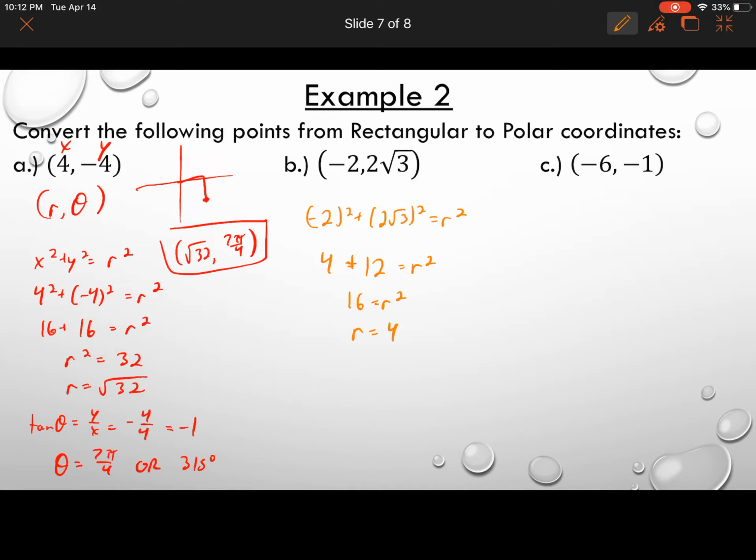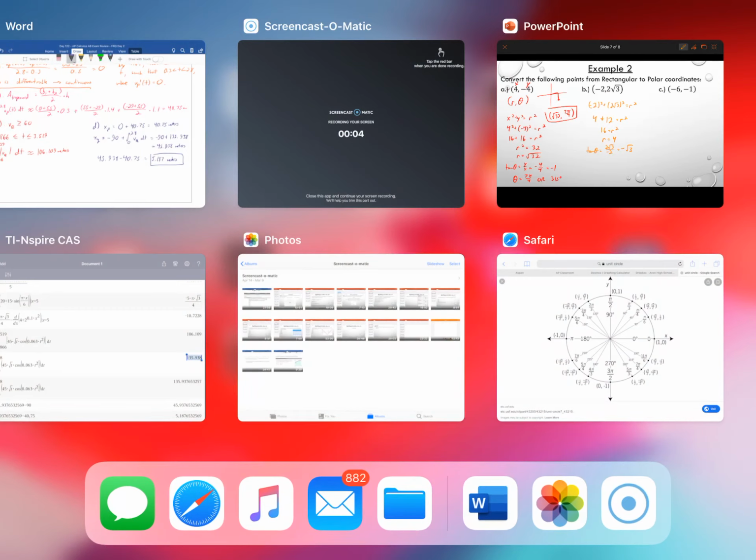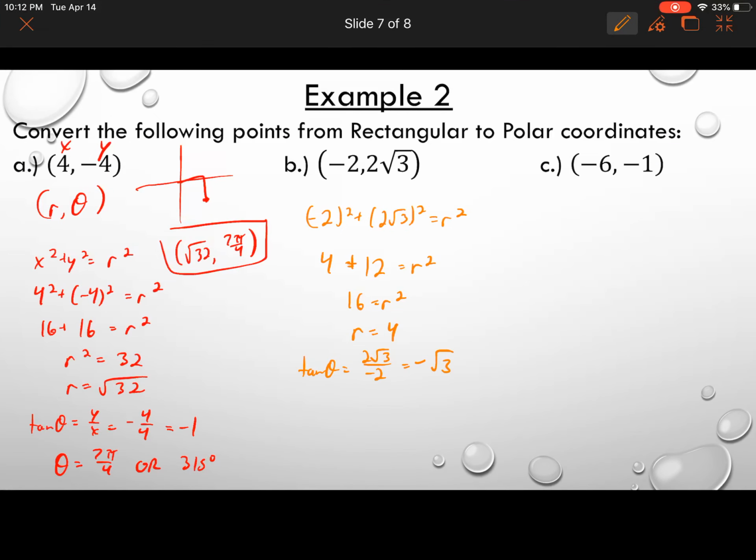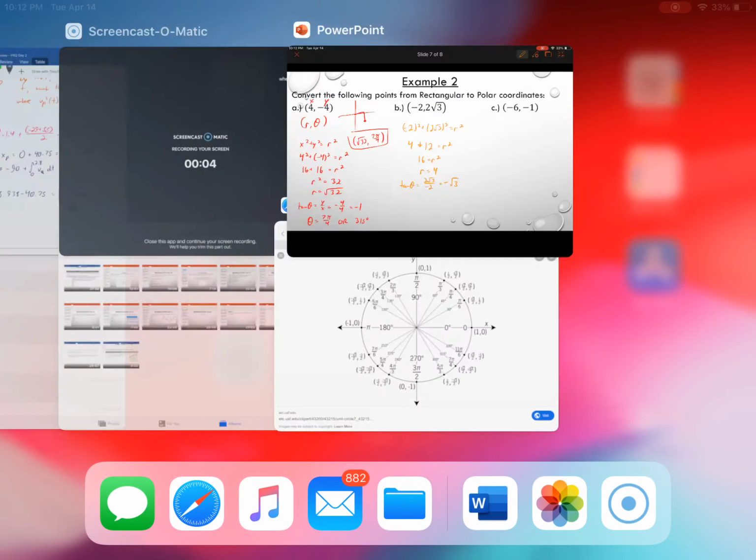Let's find theta now. So tangent of theta is equal to y over x. The 2's cancel out. The negative still stays there though. So negative radical 3. Sorry about that. All right. So this one's going to be a little bit trickier. So we want the square root of 3 to be on top.